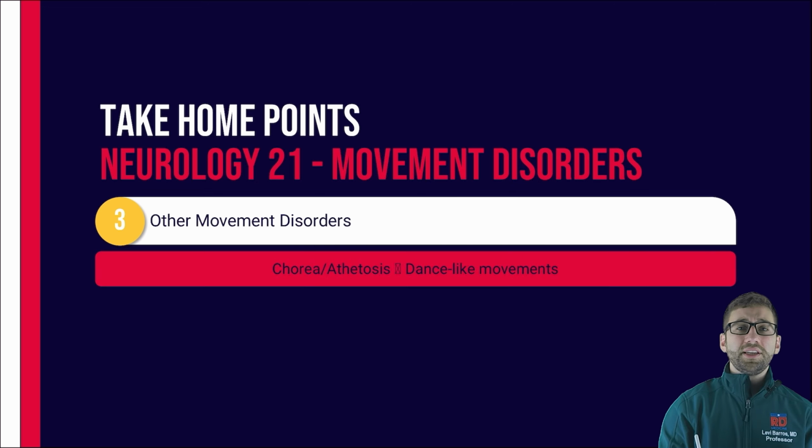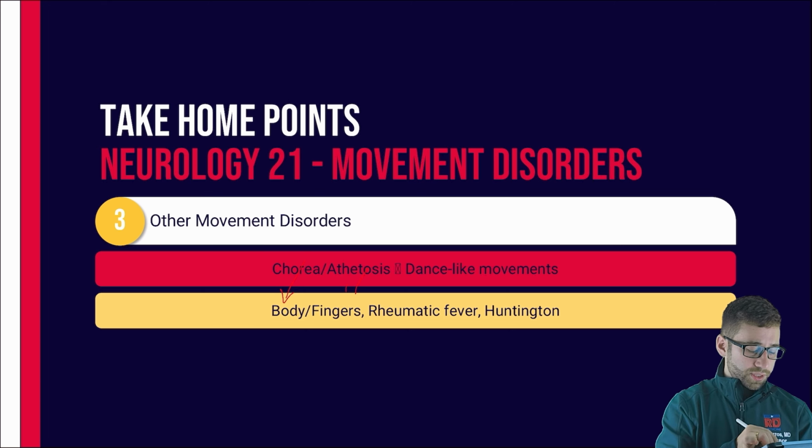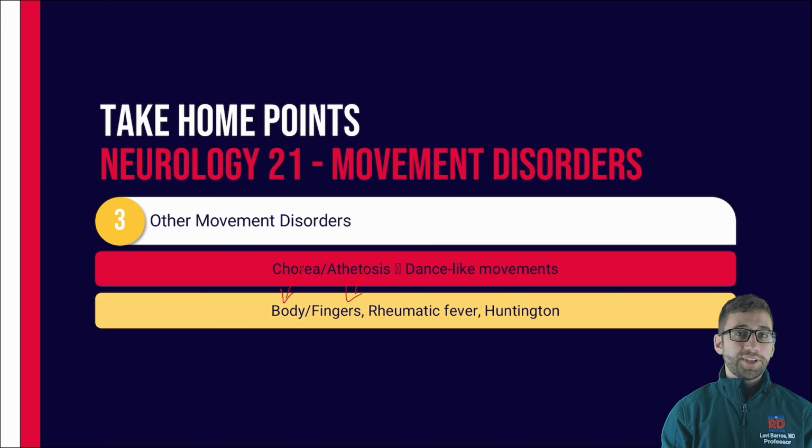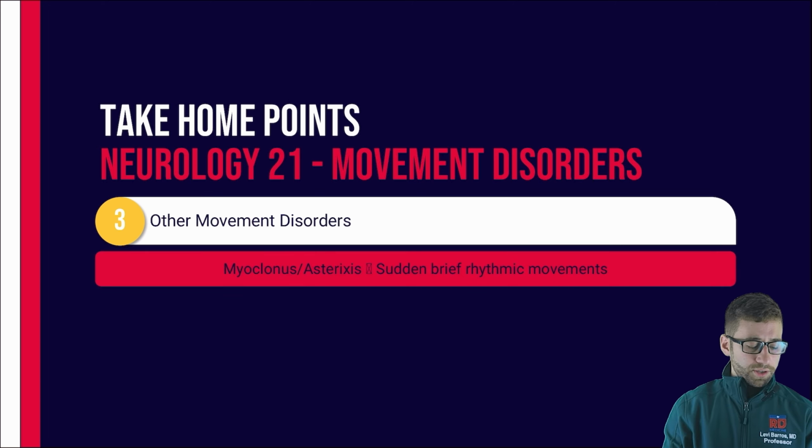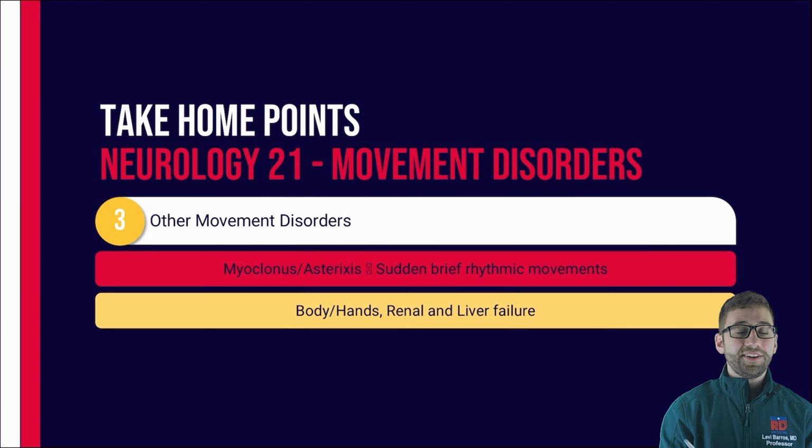Just to refresh your memory, chorea involves abnormal dance-like movements of the body, while athetosis only involves the fingers. Okay? Now, myoclonus and asterixis, which is a specific type of myoclonus, are characterized by sudden rhythmic movements. These can affect the body and hands and are often seen in renal and liver failure.